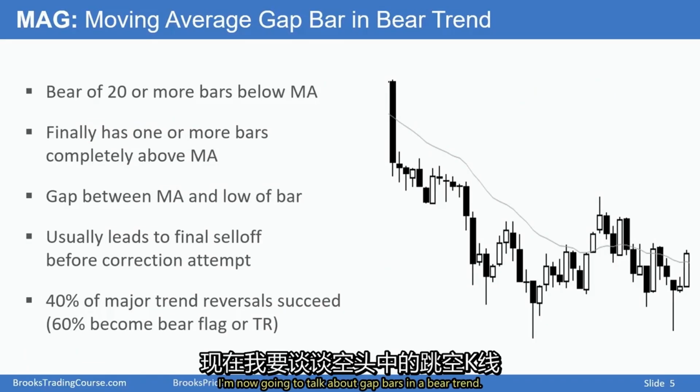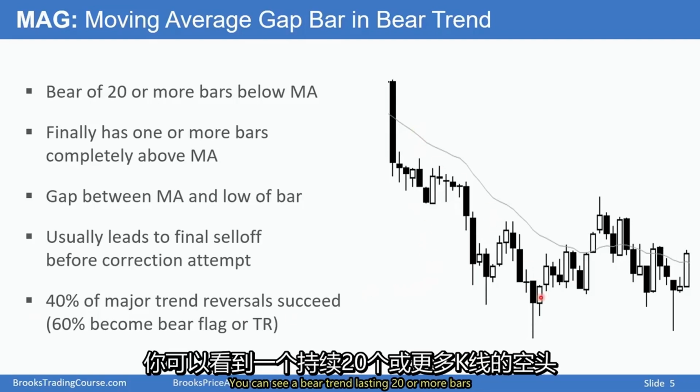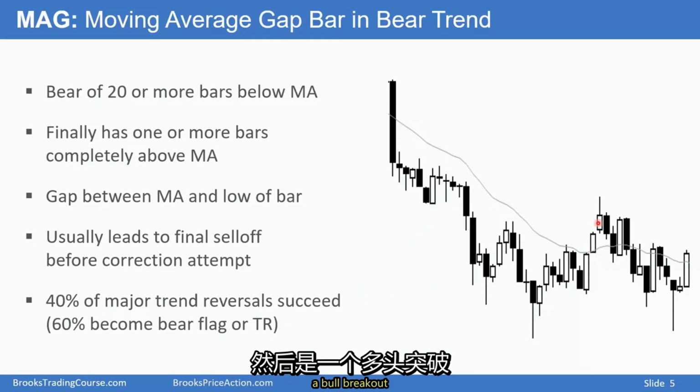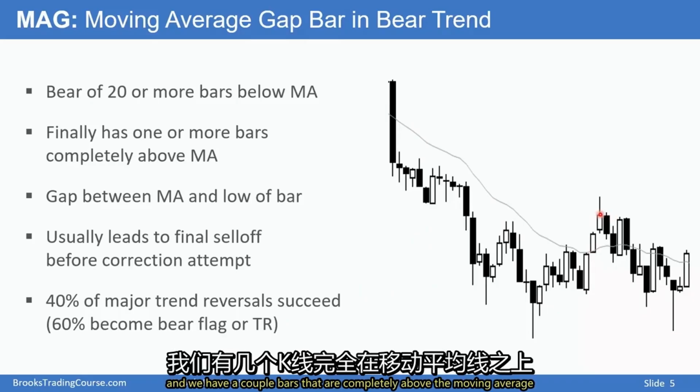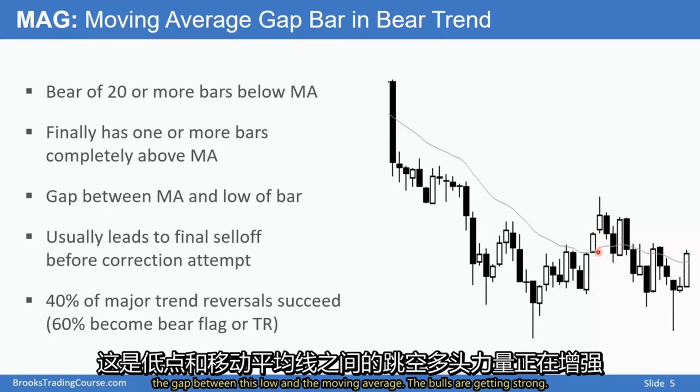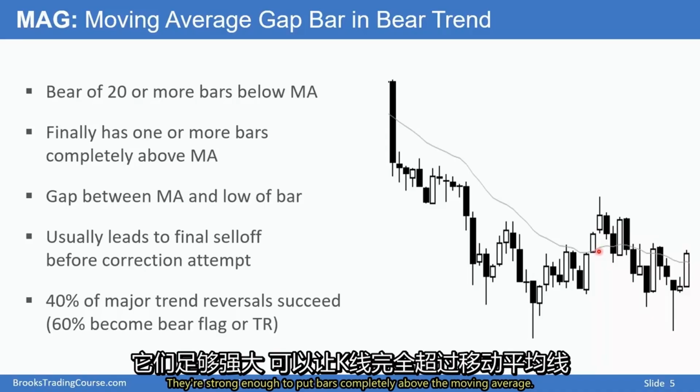I'm now going to talk about gap bars in a bear trend. You can see a bear trend lasting 20 or more bars, a bull breakout, and we have a couple bars that are completely above the moving average, a gap between this low and the moving average. The bulls are getting strong. They're strong enough to put bars completely above the moving average.